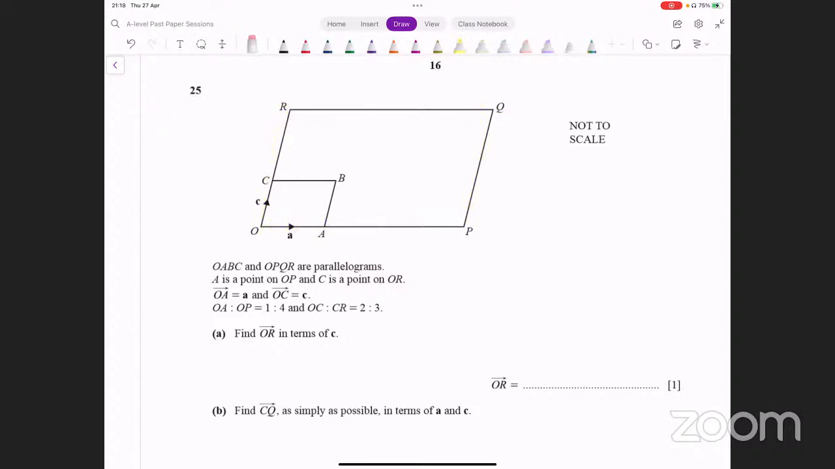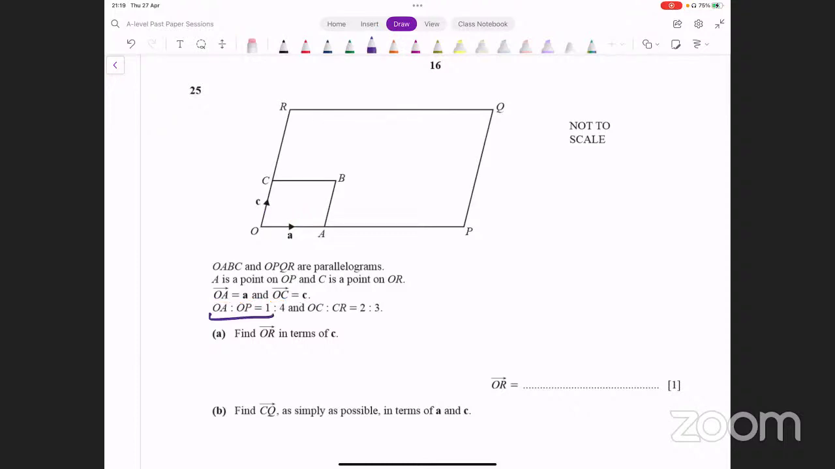A is a point on OP and C is a point on OR. You can see that in the diagram. उसने यहाँ पे लिखा हुआ है OA vector is equal to A and OC vector is equal to C. You have that in the diagram as well. OA और OC vectors उसने दिया है किसके equal है. And then you're given some ratios.